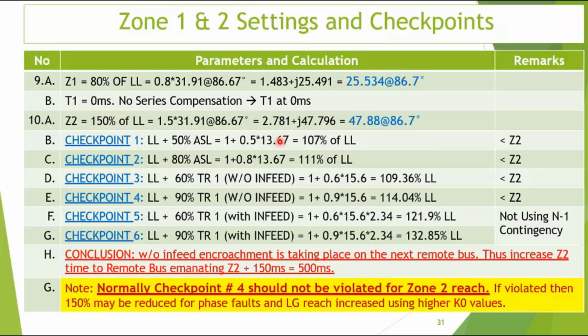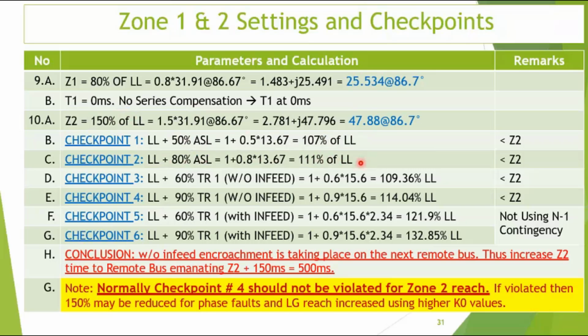See, my adjacent shortest line is 13.67% of my line length, and 50% of that will come to 107% of my line length only. Even 80% of the adjacent shortest line will come to 111% of line length only. So if I take a zone 2 average of 150%, my zone 2 is always going to encroach 80% into the zone 2 of the adjacent shortest line.